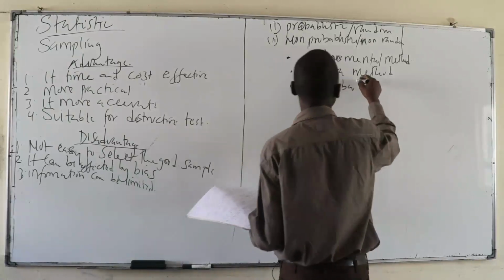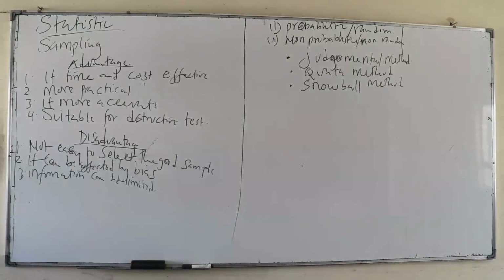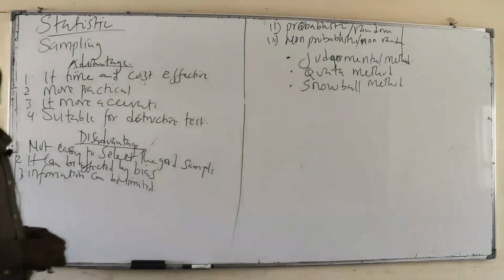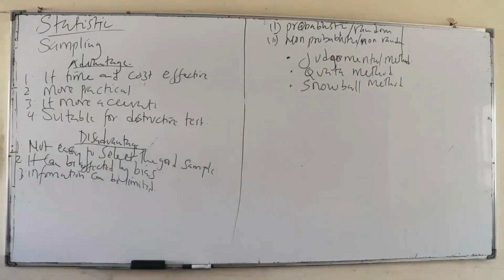But there is the snowball method. This is where the researcher obtains a sample by first identifying a member and then requesting the member to help him identify the other members.